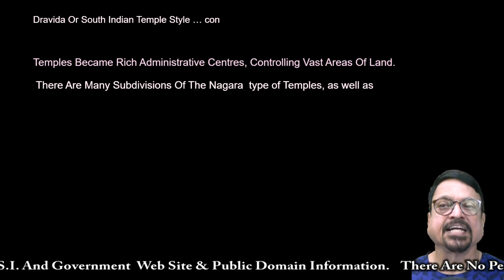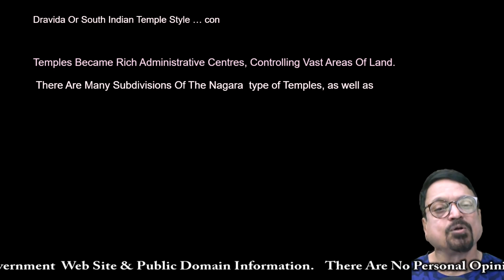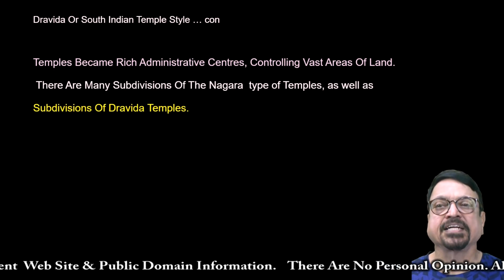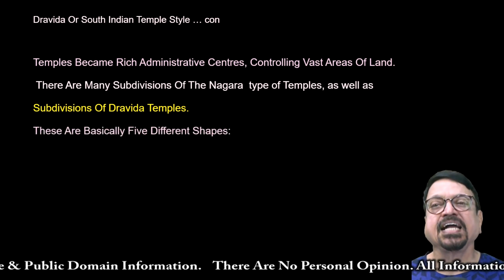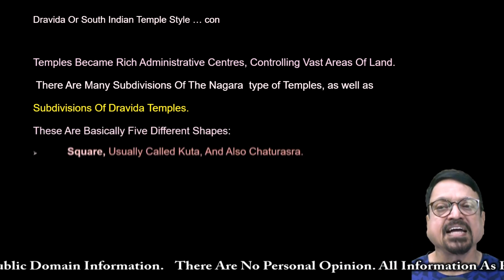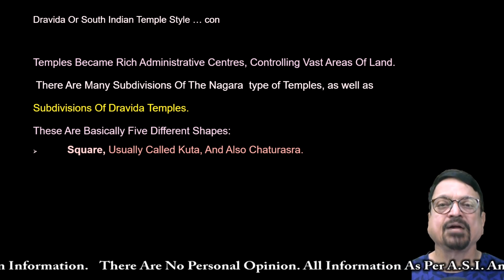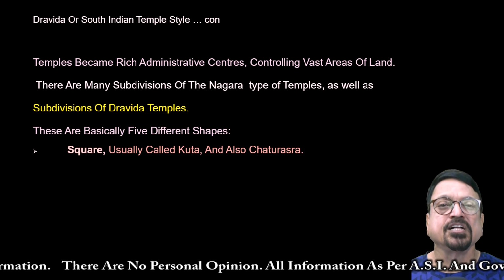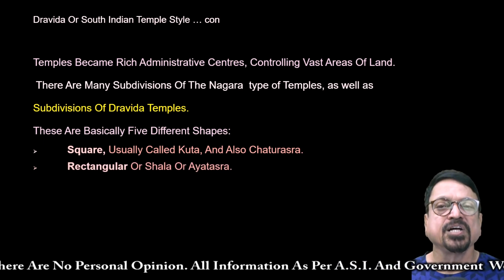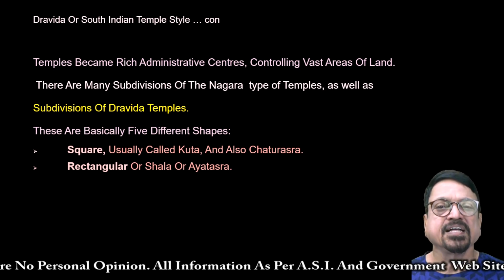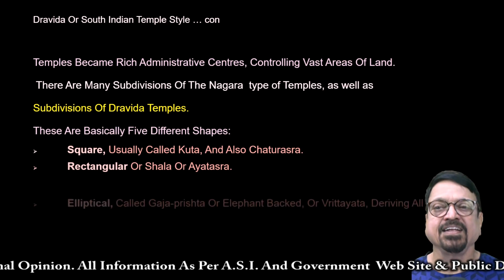Like any of the temple architecture, there are many subdivisions of the Nagara and also Dravida style of temple architecture. Now let's see first the subdivisions of the Dravidian style. These are basically 5 different types. A square, that is called Kuta, and also Chatusara. Second is rectangular, also called Shala or Ayatasara. Ayat is the rectangle.